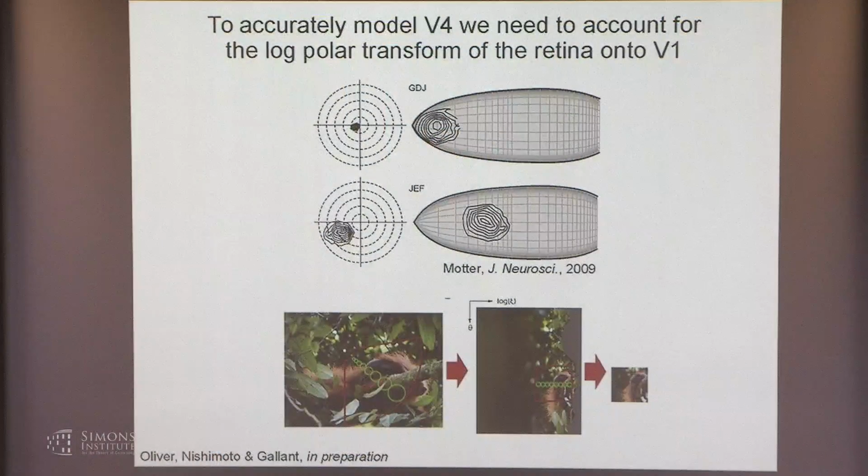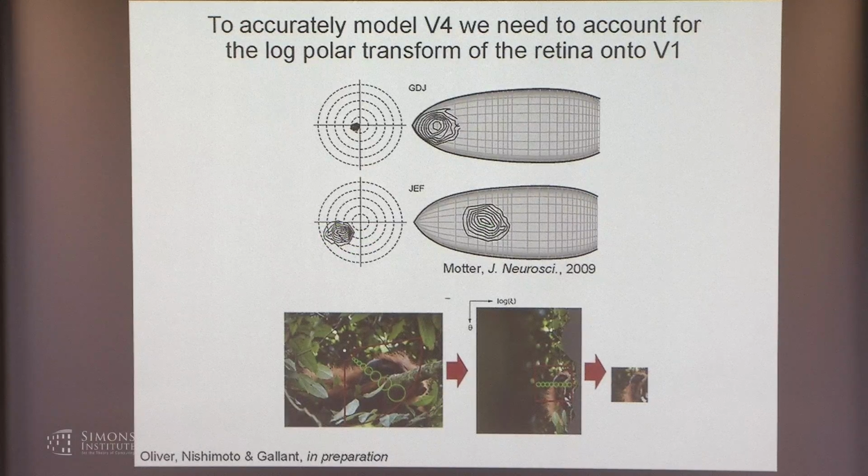V4 receptive fields are big, and they're so big that they are actually not circular in the visual field. That is because, if you remember, V1 implements a log polar map. There's a retina, and you take the log polar transform of the retina, and you end up with a huge foveal expansion and a peripheral compression. If you imagine that this is your V1 map, and you have a cell receiving input from V1 into V4, but the anatomical receptive field projecting onto V1 is a circle, that means that receptive field will not be a circle in the visual field. It will be some weird egg shape.